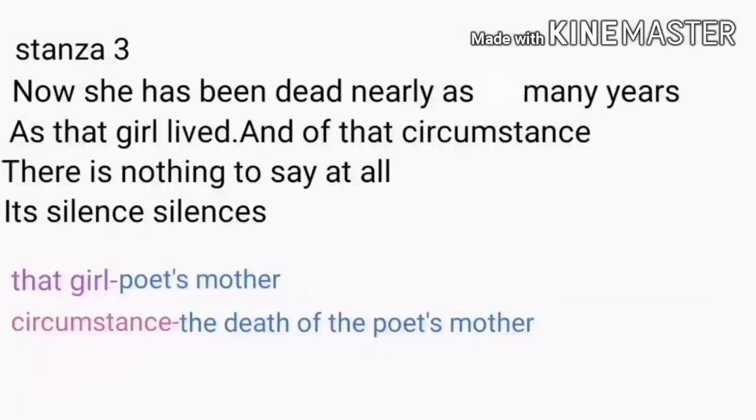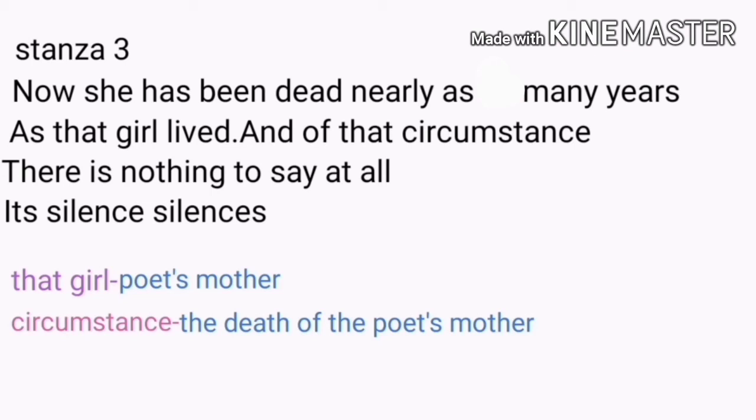Now let's come to the third stanza of this poem, Photograph. Now she has been dead nearly as many years as that girl lived, and of that circumstance there is nothing to say at all. Its silence silences. Now in the third stanza, the poet says that his mother has been dead nearly as many years as that girl lived. It means she died 12 years ago.